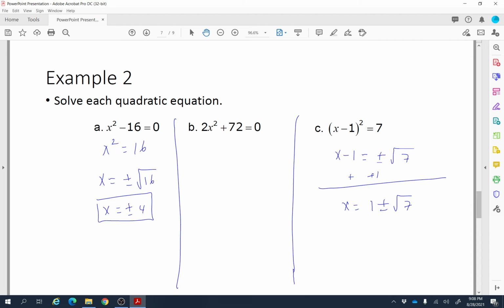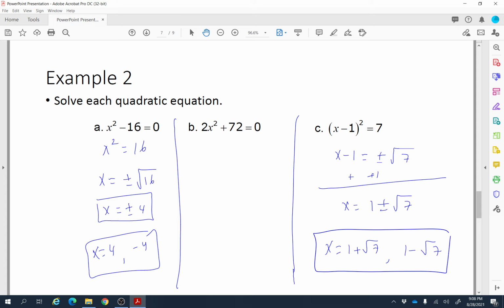That means, like here, x is either 4 or minus 4. These are the two solutions. Similarly here, x is either 1 plus square root of 7 or 1 minus square root of 7. These are the two solutions.